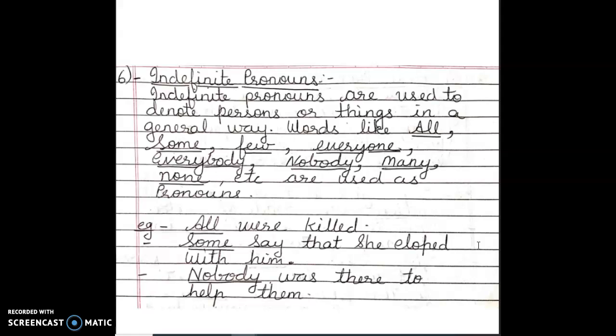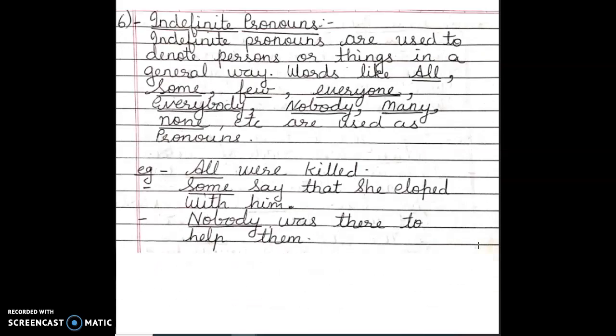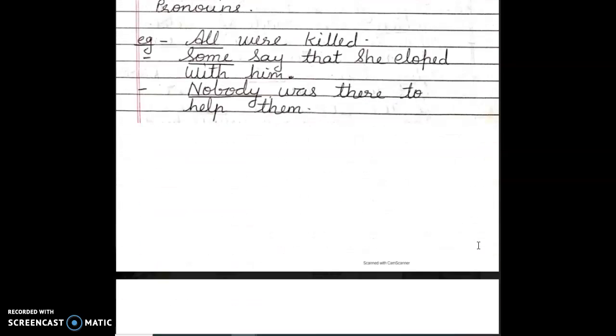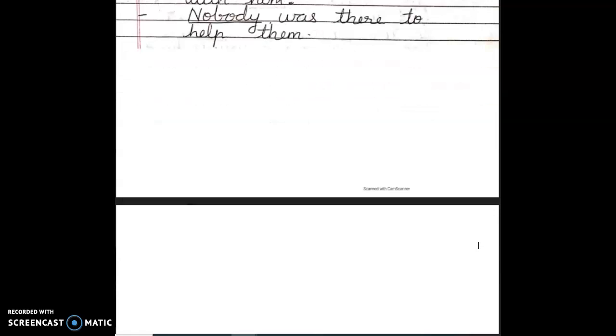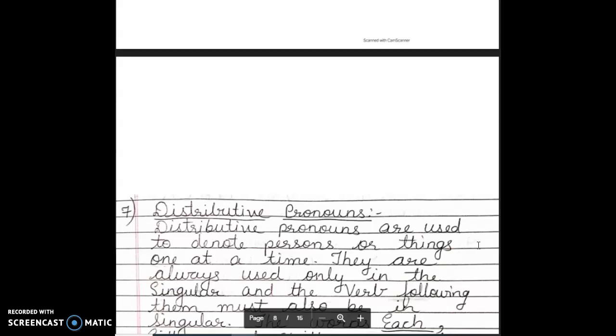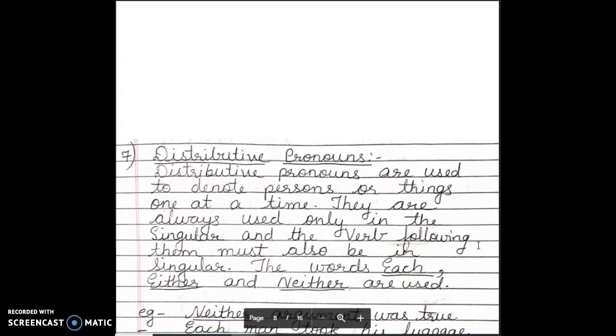So, these all are pronouns, but these are indefinite pronouns because we don't know a particular person or a particular thing. For example, all were killed, because no name is mentioned. All means everyone. Some say that she eloped with him. Nobody was there to help him. So, when we cannot say something particular about a person, place or thing, then they are said to be indefinite pronouns.